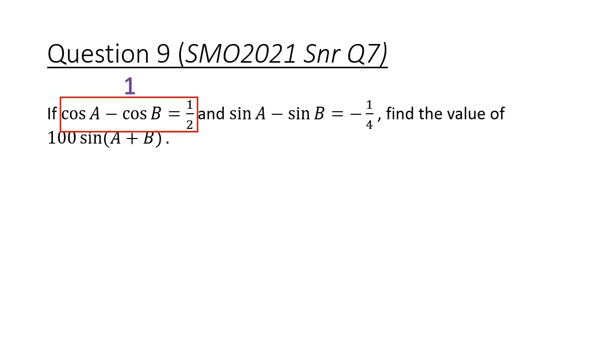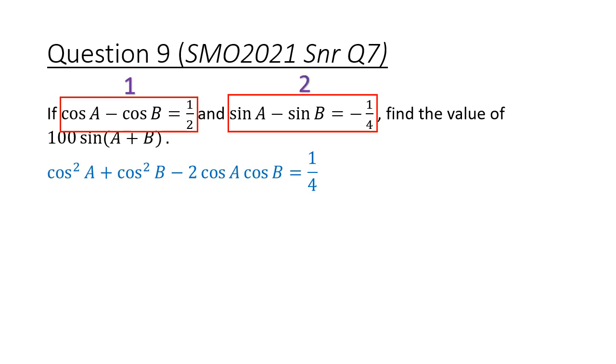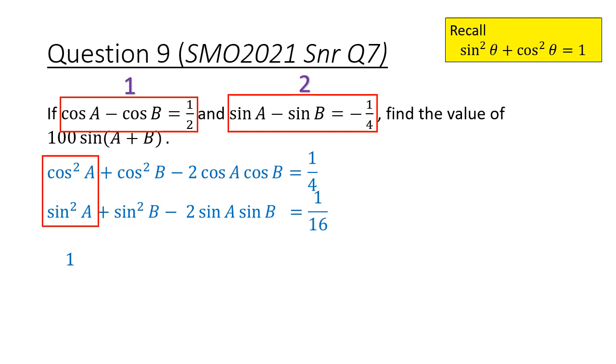We'll first square the first equation. We'll get cos squared A plus cos squared B minus 2 cos A cos B equals 1/4. We'll square equation 2 as well, and this is what we'll get. Now we're going to add up term by term. So the first term, cos squared A plus sin squared A, will add together to give us 1 by the Pythagorean identity. Same for cos squared B and sin squared B.